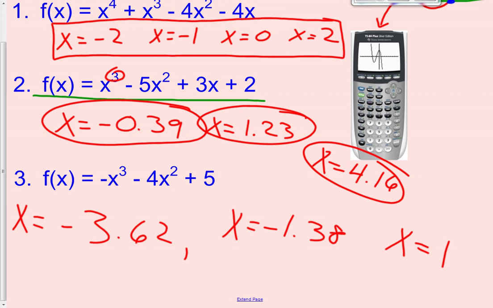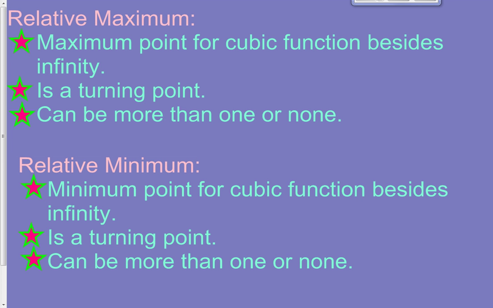Let's now talk about relative maximum and relative minimums. A relative maximum is a maximum point for cubic functions besides infinity. So what that means, class, is this cubic function right here, it goes all the way to positive infinity. This arrow goes on forever and ever. It never ever stops. So what's the maximum point? Well, it's infinity. But when we talk about a relative maximum, we talk about the highest point besides infinity.